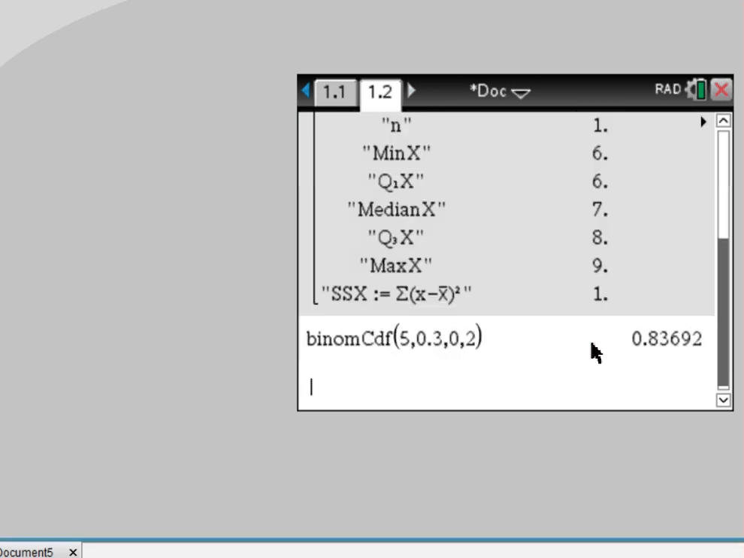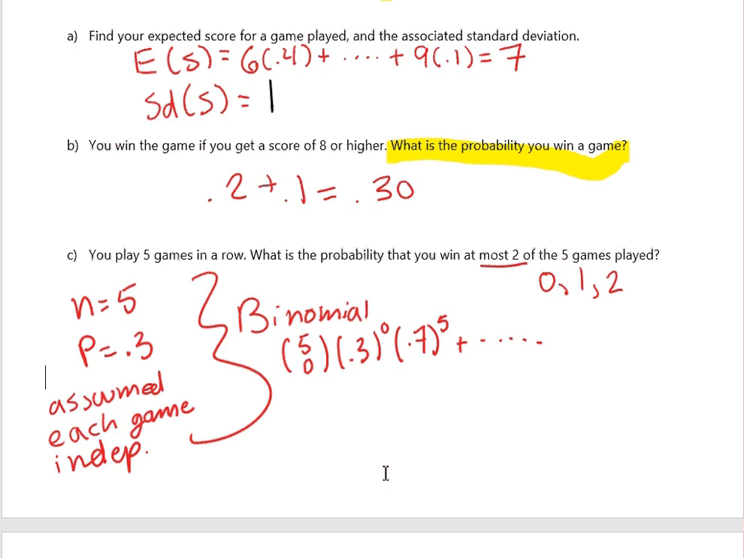So let's go ahead and write that. So the probability that your score is at most 2, so less than or equal to 2, is 0.84. So that's just a quick refresher on how to use the calculator appropriately. So let's look at a model and see how we can use this in a problem.